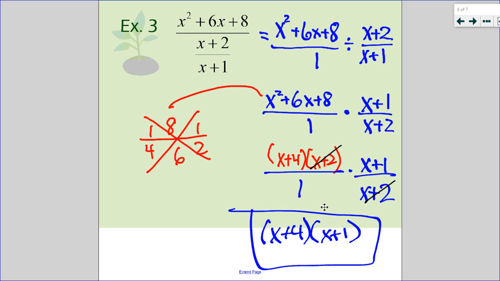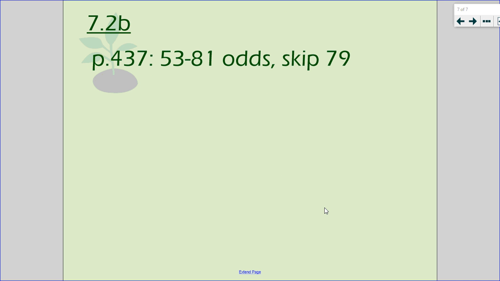So you couldn't cancel out the 1, since it's plus 1? You could not. You can't cancel out terms. You can only cancel out factors. So x plus 2 is a factor that cancels, but we can't just cancel things that are added or subtracted.